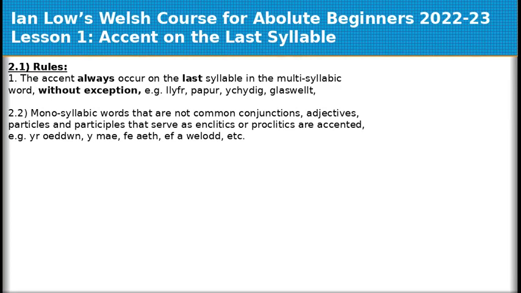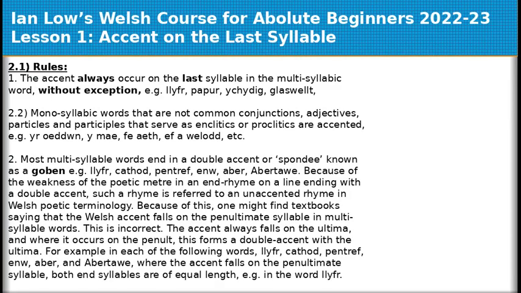Now, having explained the relatively simple rules governing the accent of words in Welsh, I have come across in textbooks time and time again that say that the accent in Welsh, and also the Brythonic language generally, including Cornish, is accented on the penultimate syllable in words that have more than one syllable.